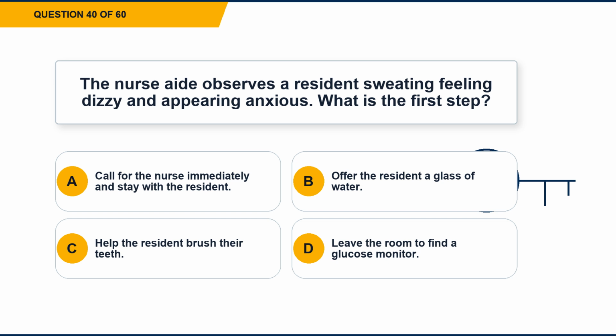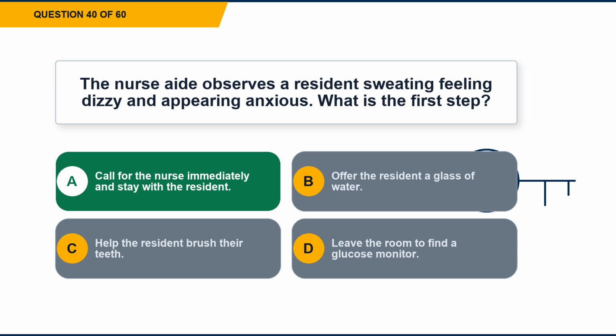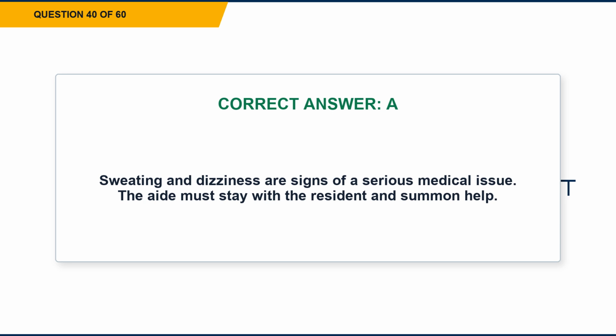Option A, call for the nurse immediately and stay with the resident. Option B, offer the resident a glass of water. Option C, help the resident brush their teeth. Option D, leave the room to find a glucose monitor. The correct answer is option A, call for the nurse immediately and stay with the resident. Explanation: sweating and dizziness are signs of a serious medical issue. The aide must stay with the resident and summon help.